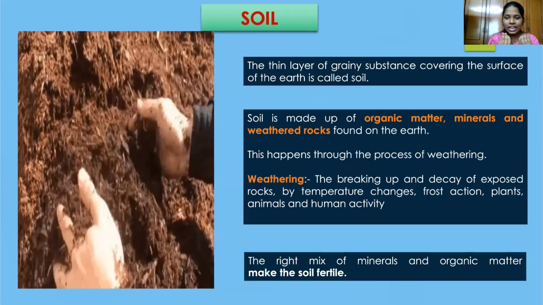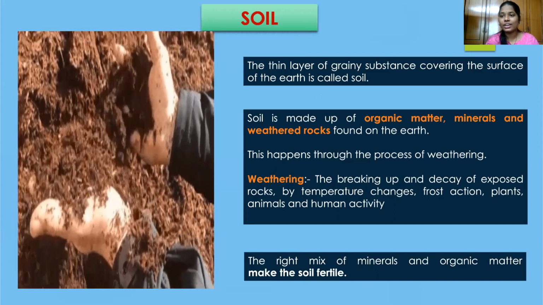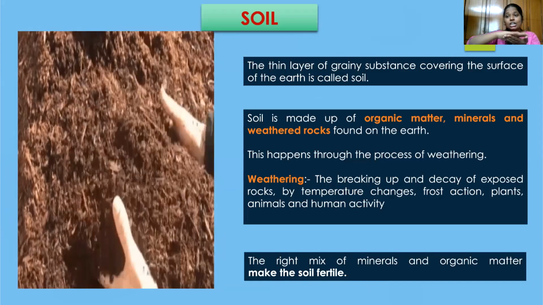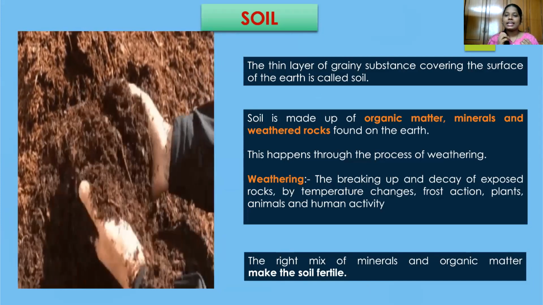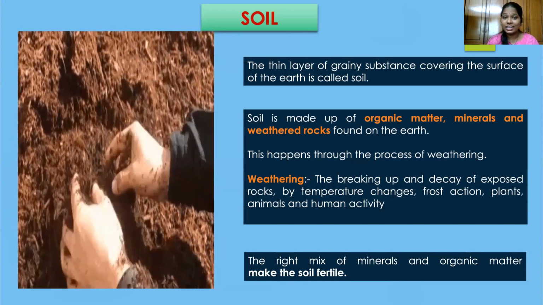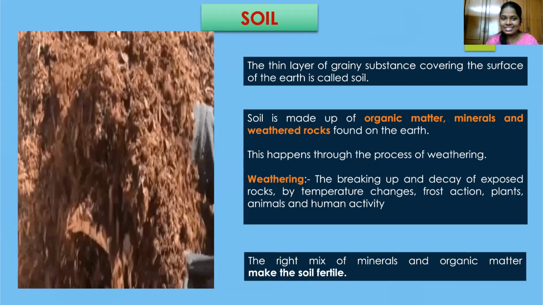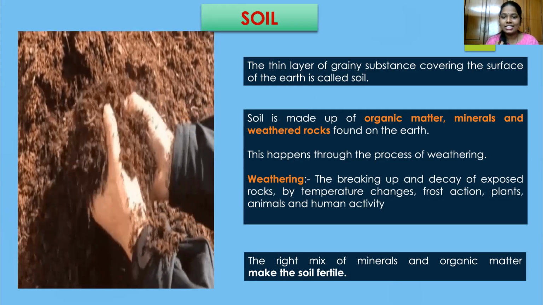It is what we have seen and can touch. If you can see in this image, it's the thin layer of grainy substance in the topmost layer, the top surface, right? And what is it made up of? We have minerals, organic matter, fertility, that is, the nutrients. So we have all these things in the soil.